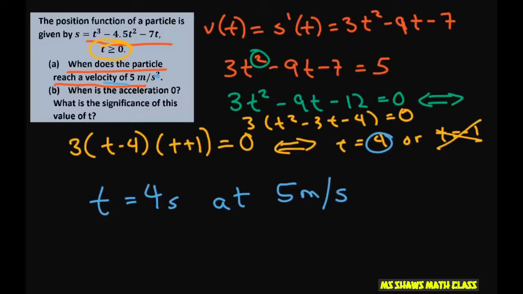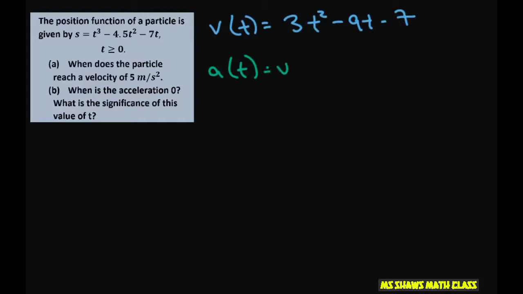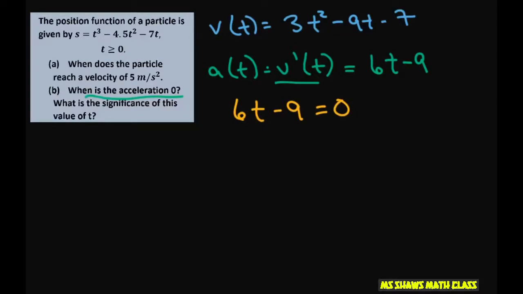Now let's do the acceleration. So I'm going to write my velocity here. The velocity was 3t squared minus 9t minus 7. To get the acceleration, take the derivative of the velocity. The derivative of the velocity is just going to be 6t minus 9. And we want to see when the acceleration is 0. So we're going to set 6t minus 9 equals 0 and solve for t. So that will tell us what our t is at 0. So 6t equals 9, so t equals 9/6, which equals 1.5.